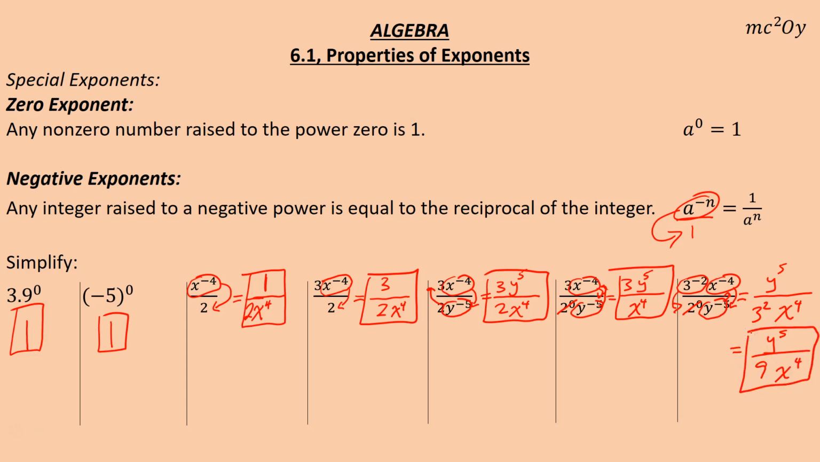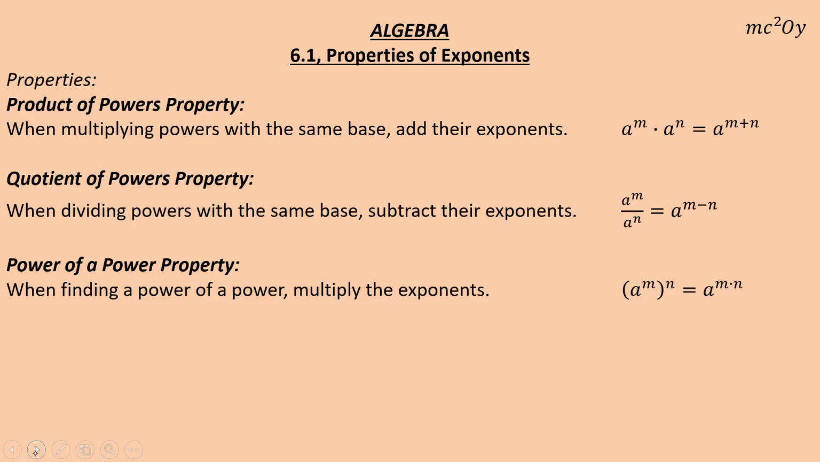All right. Well, there we go. We'll keep talking about those negative exponents. They're going to pop up a lot. Okay, some other properties. The product of powers property. So I'm going to show you the rule, and then I'm going to give an example here.